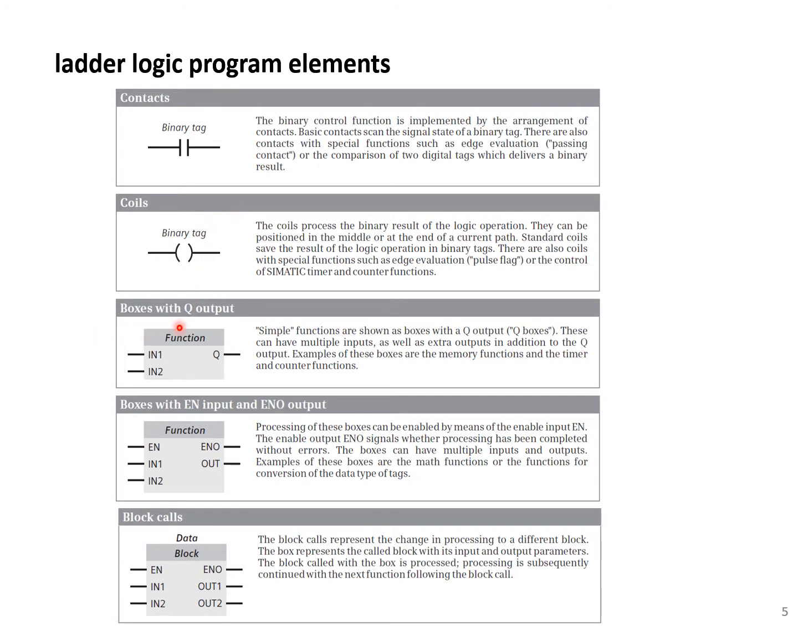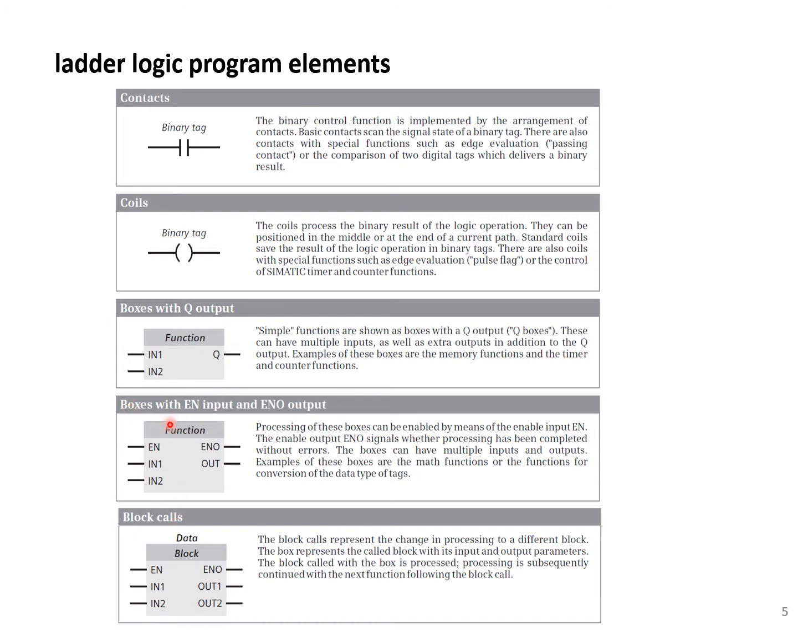We have boxes with a Q output. Q means that it's done. For example, we have a timer, and when the timer is done and finished, then the Q output is 1. So Q is the output. We don't use O because O is misleading, and sometimes we get it mixed up with 0. So we always use Q.